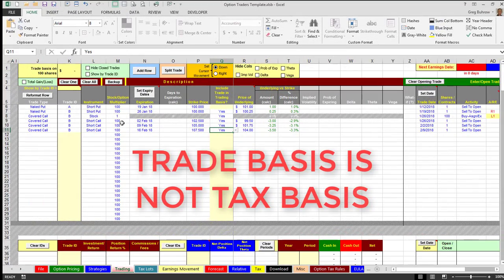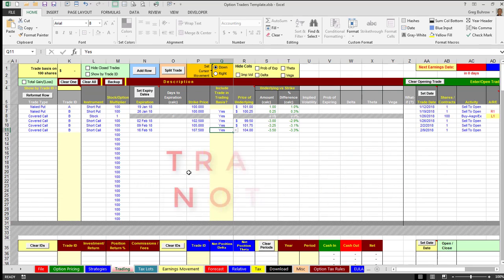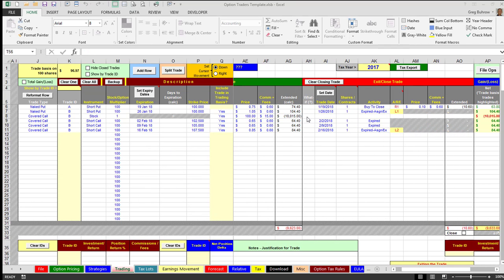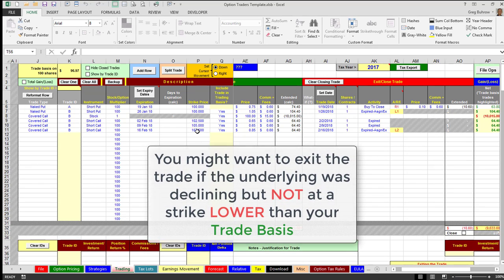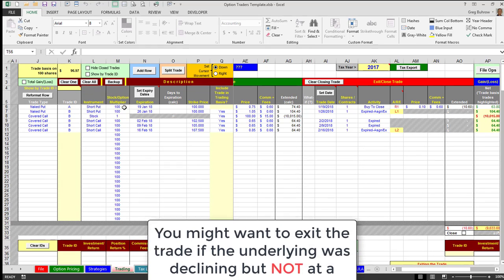Now keep in mind that trading basis is not tax basis. So with this closing transaction erased, what you'll see is your trade basis on these 100 shares. Again, I want to reiterate that this is not tax basis. You have a trade and it's trade B, and on that trade your basis is 96.97. That's going to help you determine what strike price. So if the stock were going down, for instance, you might accept a short call at 100 or even 97.5 if you wanted to get out, because you will be greater than your trading basis.